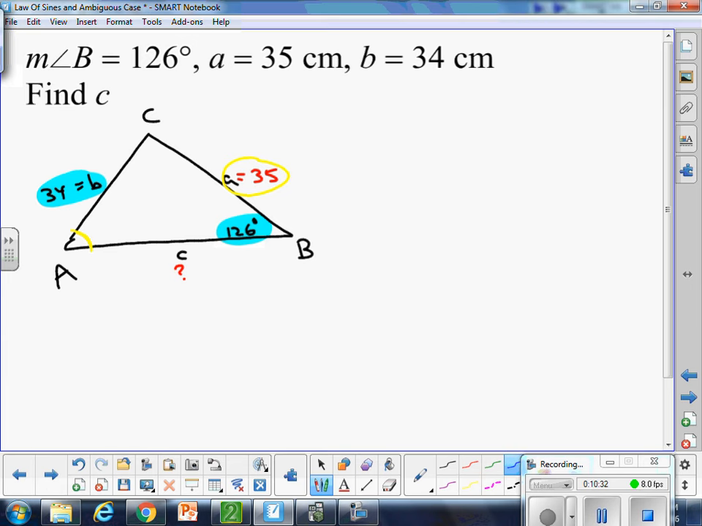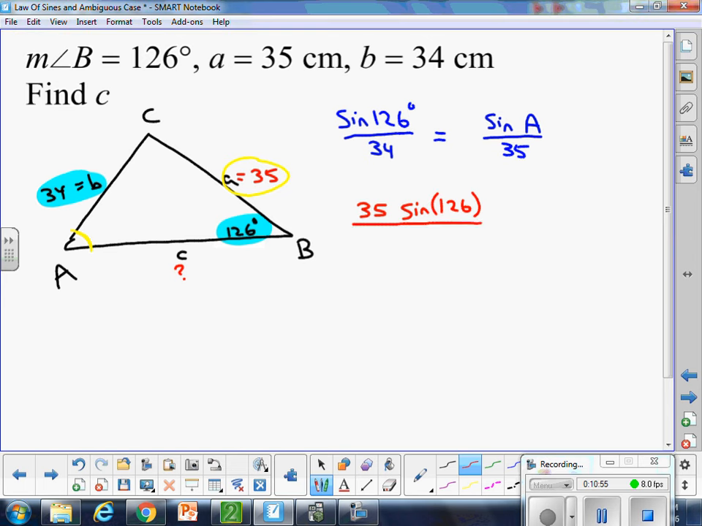So I know that the sine of 126 over 34 must equal the sine of A over 35. Okay, so again, if we multiply both sides by 35, actually get in the habit of putting parentheses around the angles. That's going to give me the sine of A. Okay, so let's do that. 35 times the sine of 126. If I divide that answer by 34, I'm going to get up around a 0.8328.